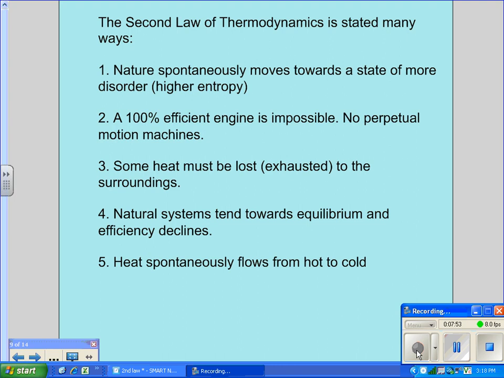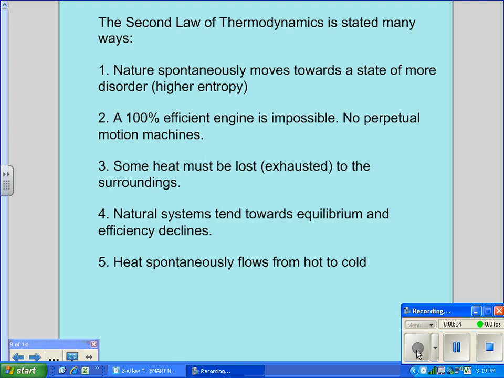Now what we're going to spend time in class discussing is the significance of this. Entropy is tied into the second law of thermodynamics, and as I said before, it's pretty profound in what it has to say about how the universe ultimately unfolds. But the second law is stated a lot of different ways. One of the ways, as I said, is that nature spontaneously moves towards a state of more disorder, higher entropy. We'll do a lab that tells us why that happens.